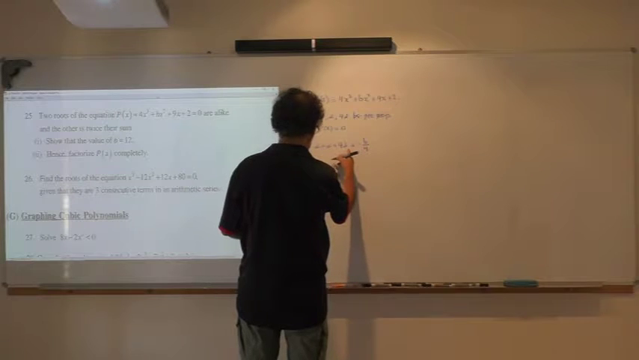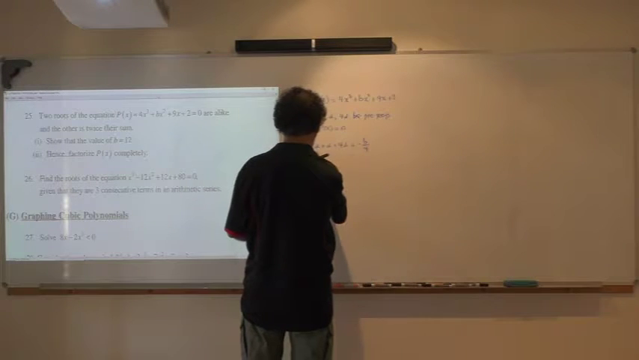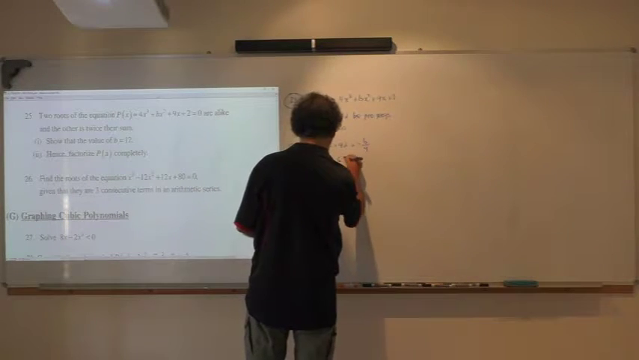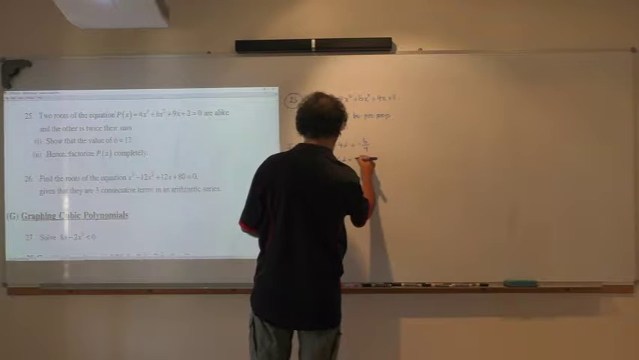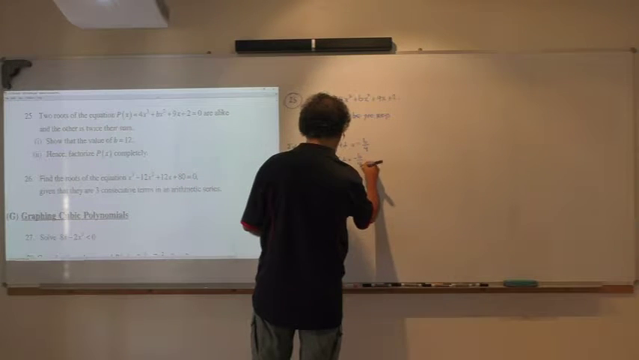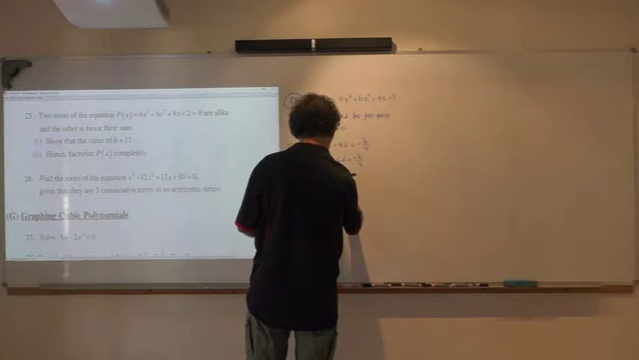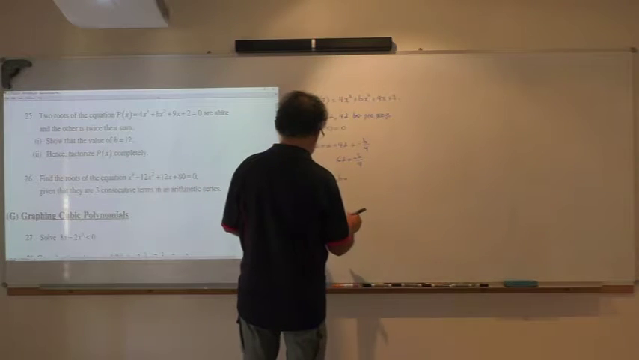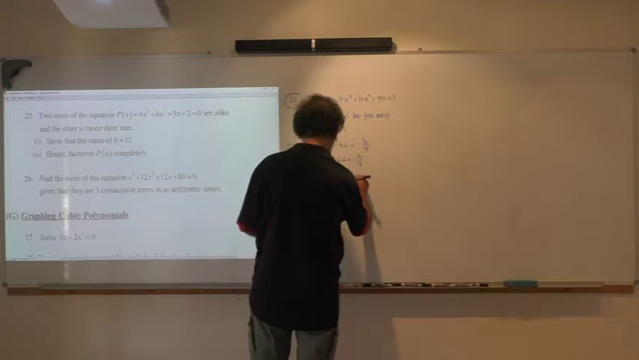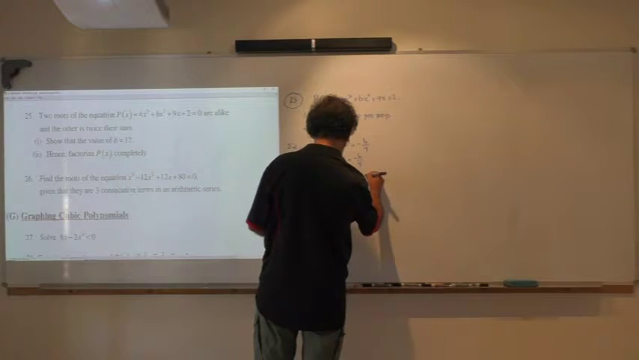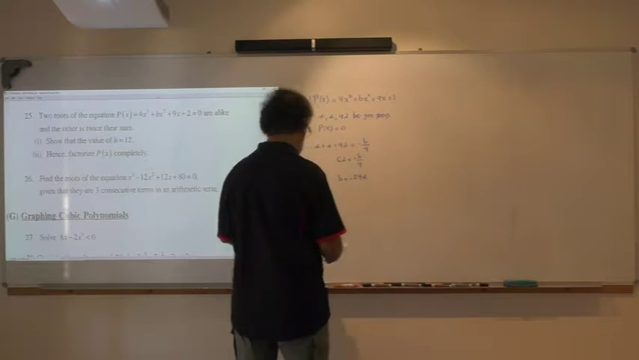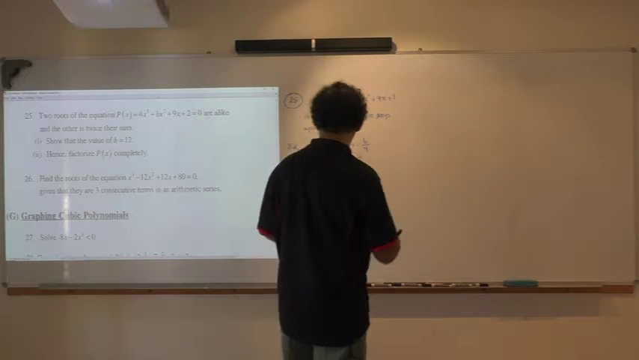From here we have that 6 alpha is equal to minus b on 4. Therefore b is equal to minus 24 alpha. All right, so we have that.